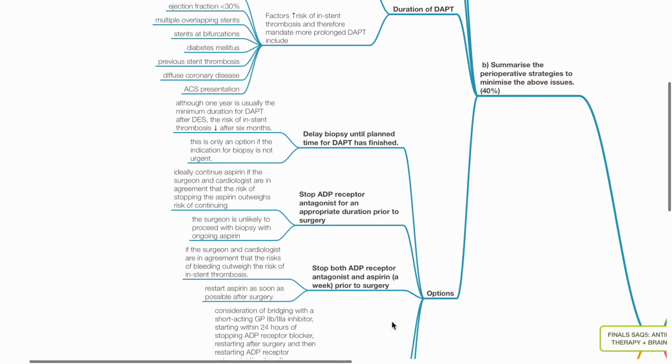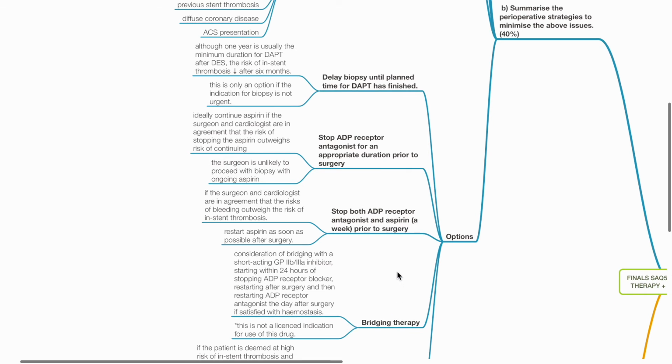Options include to delay the biopsy until the planned time for DAPT has finished. Although 1 year is usually the minimum duration for DAPT after a drug-eluting stent, the risk of in-stent thrombosis reduces significantly after 6 months. This is only an option if the indication for brain biopsy is not urgent. The second option is to stop the ADP receptor antagonist for an appropriate duration prior to surgery. Ideally, continue aspirin if the surgeon and cardiologist are in agreement that the risk of stopping aspirin outweighs the risk of continuing. The surgeon is unlikely to proceed with biopsy with ongoing aspirin.